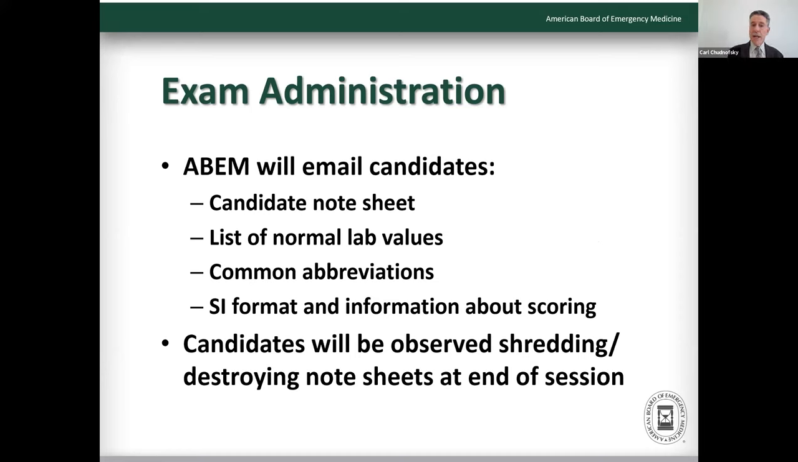Prior to the exam, we are going to provide you with a number of pieces of information. All of you will receive a candidate note sheet. You'll get a list of normal lab values because they will not be on the stimuli that you receive during the exam. You'll get a list of common abbreviations, and because it is new, we will send you some more information regarding the SI format and how you will be scored on the SI case. We will ask you to destroy, rip up, or shred your notes on camera at the end of the exam session.